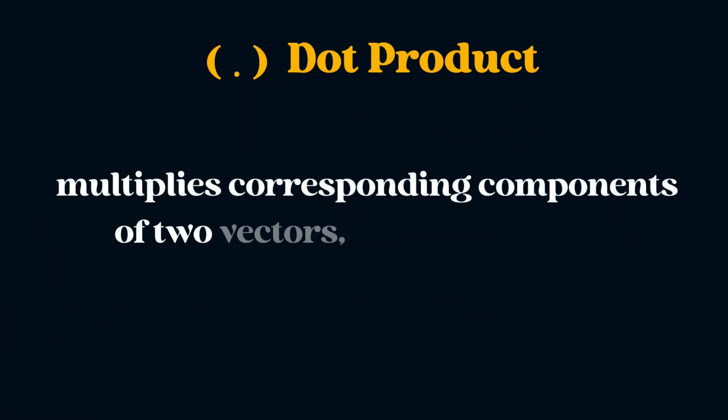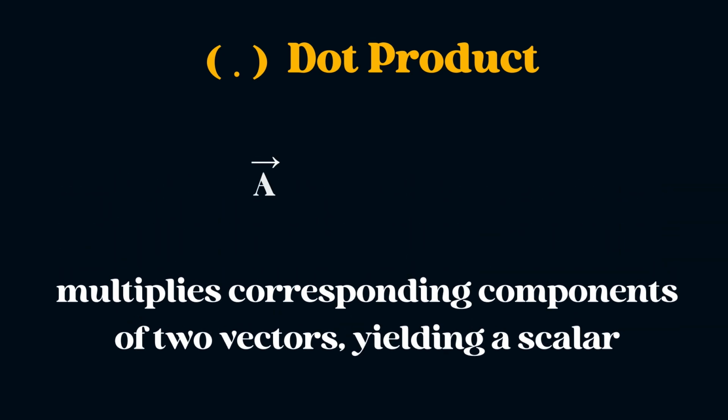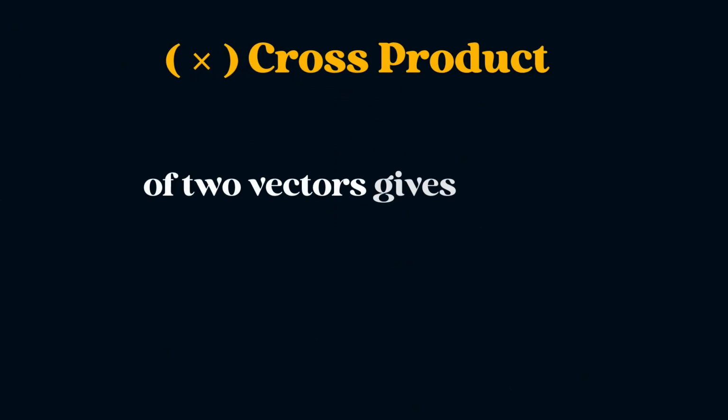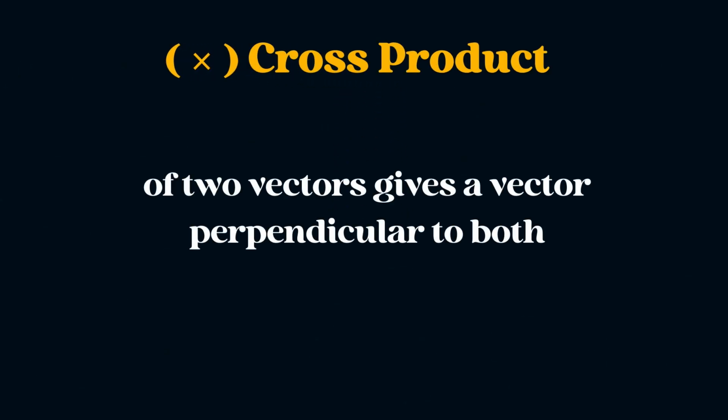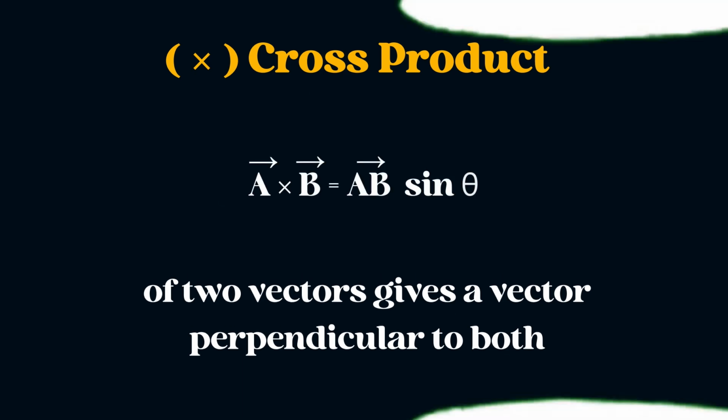39. Dot product. The dot product multiplies corresponding components of two vectors, yielding a scalar. For instance, a dot b equals |a||b| cos theta. 40. Cross product. The cross product of two vectors gives a vector perpendicular to both. For example, a cross b equals |a||b| sin theta.